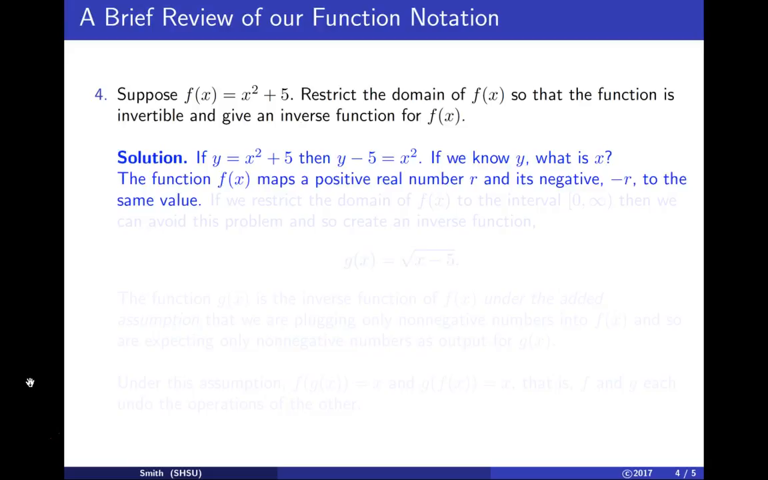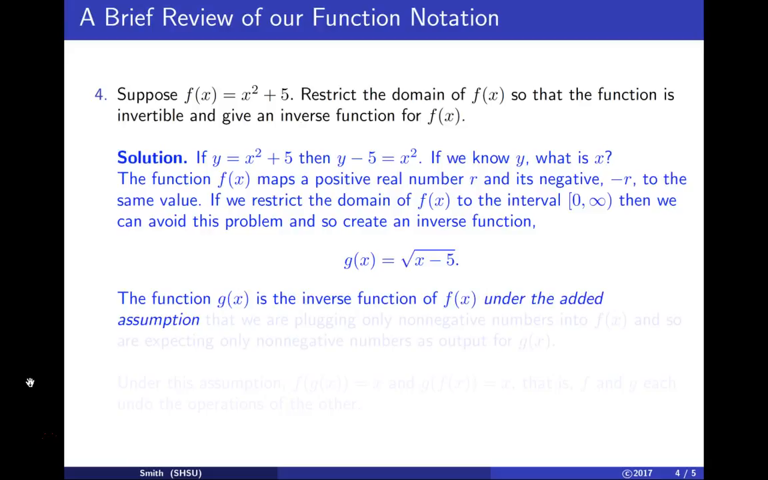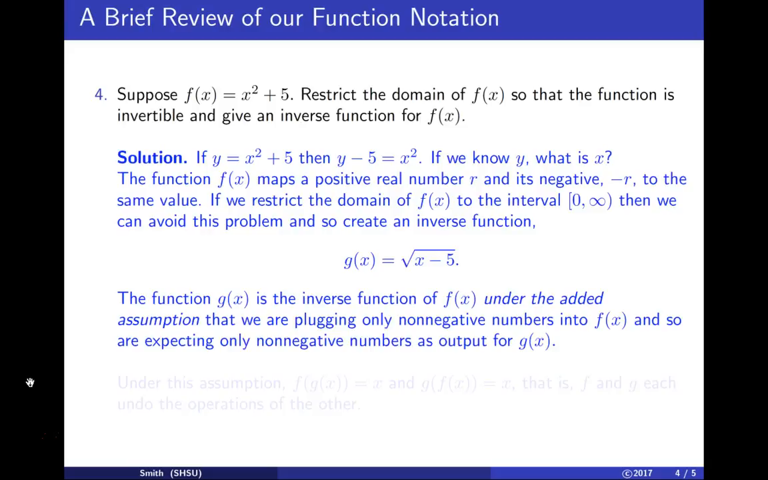Almost. The function f of x here maps a positive real number r and its negative to the same thing. So if we restrict the domain of f of x to be non-negative real numbers, we restrict it to the interval from 0 to infinity, then we can avoid the problem of having the inverse relation give us two outputs. And so we can define g of x to be the positive square root of x minus 5. This function g of x is the inverse function under the added assumption that we are plugging only non-negative numbers into f of x, and so we're expecting to get only non-negative numbers out of g of x.